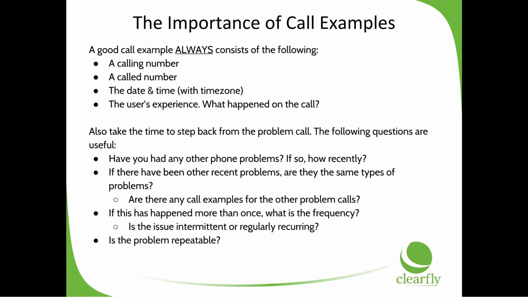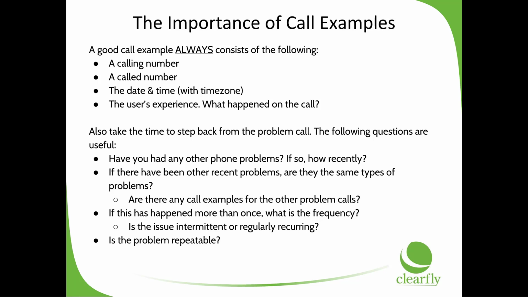Aside from the fact that Clearfly processes tens of thousands of calls an hour, and defining your call without a good example is improbable, how can you begin to analyze a problem when you have no data? A good call example always consists of the following: a calling number, a called number, a date and time, preferably with time zone, and the user's experience. What happened on the call, and be as specific as possible. For example, by call drop, do you mean that the call disconnected, or are you simply suddenly unable to hear the person on the other end, or vice versa? If the audio was garbled, which party in the call could hear the garbling? Was the other direction fine?